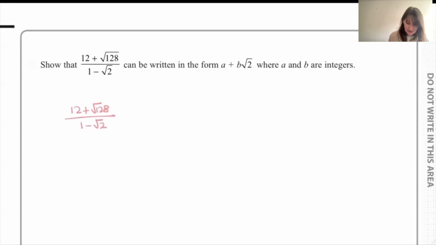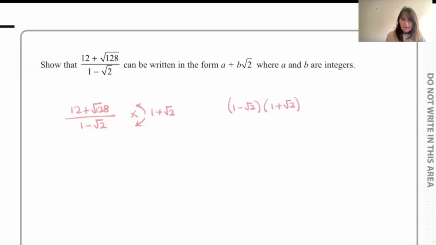To rationalize the denominator, I'm going to be multiplying top and bottom by 1 opposite sign root 2. Always remember it's that opposite sign. I'm going to start with the denominator. Okay, so I've got 1 minus root 2 times 1 plus root 2.